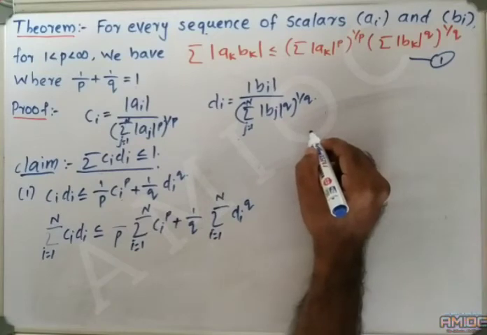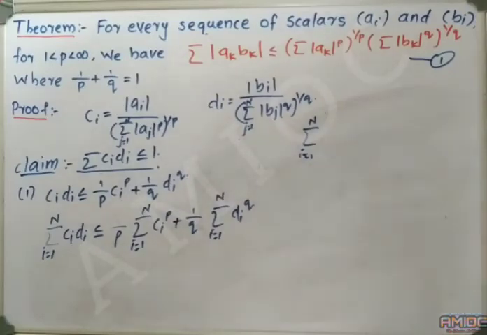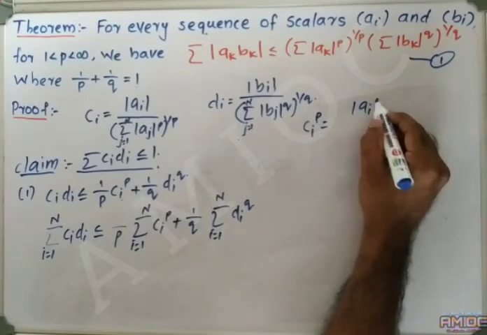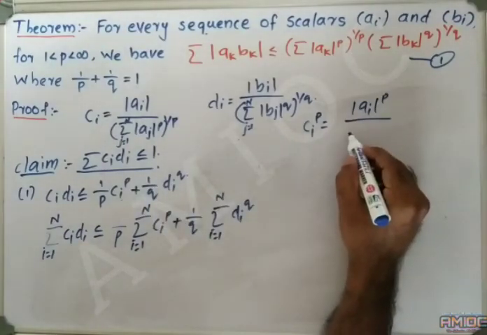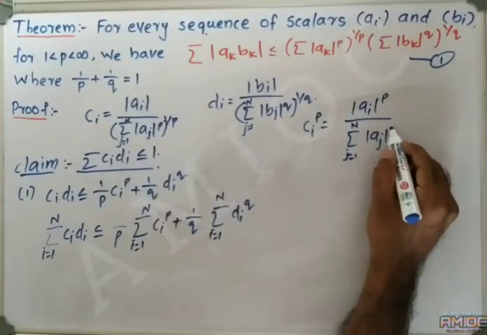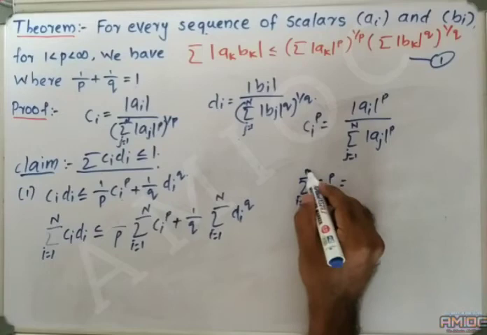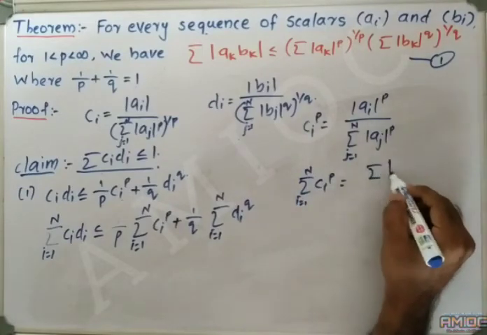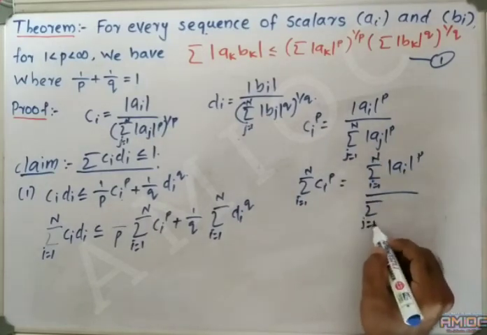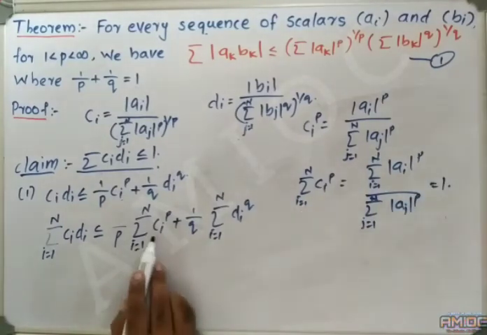Now what will this be equal to? This is the summation i from 1 to n of ci power p. Ci power p is equal to modulus of ai power p divided by summation j from 1 to n of modulus of aj power p. So summation of ci power p, i from 1 to n, gives summation of modulus of ai power p divided by summation j from 1 to n of modulus of aj power p, which is equal to 1. So this quantity will become 1.